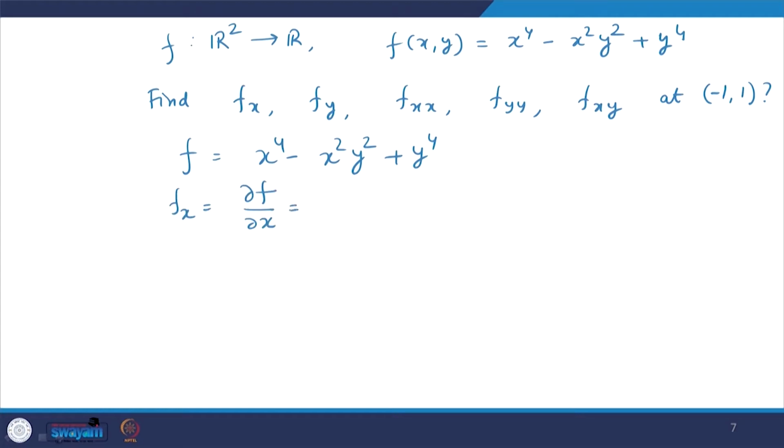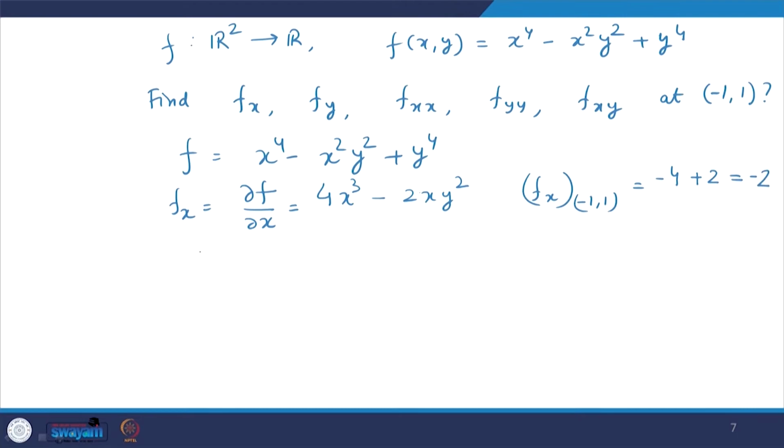If you want to differentiate f partially with respect to x, that means we have to treat x as a variable and all other variables as constant. So, it is 4 x cube, and minus will come here because it is negative, so negative of 2 x y square. So, f x at minus 1 comma 1: substitute x as minus 1 and y as 1. This will be minus 4, plus 2. So, the value is minus 2.